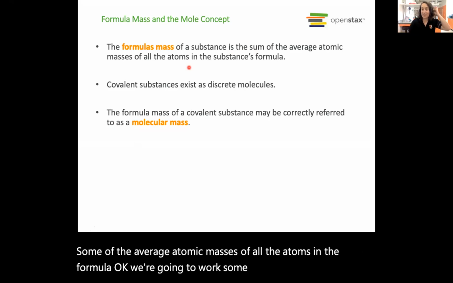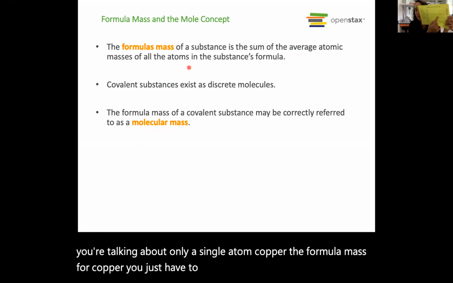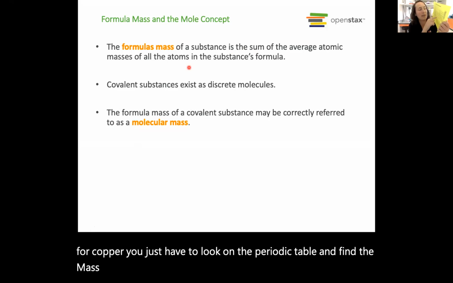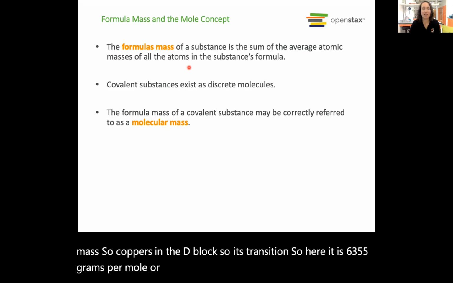If you're talking about only a single atom, like copper, the formula mass for copper, you just have to look on the periodic table and find the mass. Copper is in the D block, so it's a transition metal. Here it is, it's 63.55 grams per mole, or AMU, atomic mass unit. So it's the same for elements.